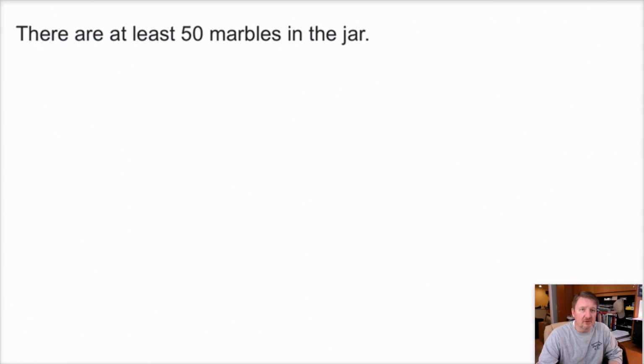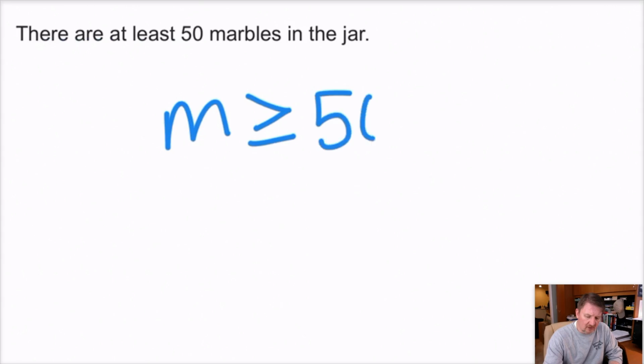Here's another example. There are at least 50 marbles in the jar. You could represent marbles with M, and you would say the marbles are greater than or equal to 50. Because there's at least 50 marbles in the jar, that's suggesting that there's possibly exactly 50 marbles in the jar. Or when you say at least, you can say that there's possibly more. We don't know, and that's when we use inequalities. We're not 100% sure what the exact answer is. There can be a multitude of solutions for this. There could be 51 marbles, 52, 58, or 1,000 marbles in the jar. We just don't know.